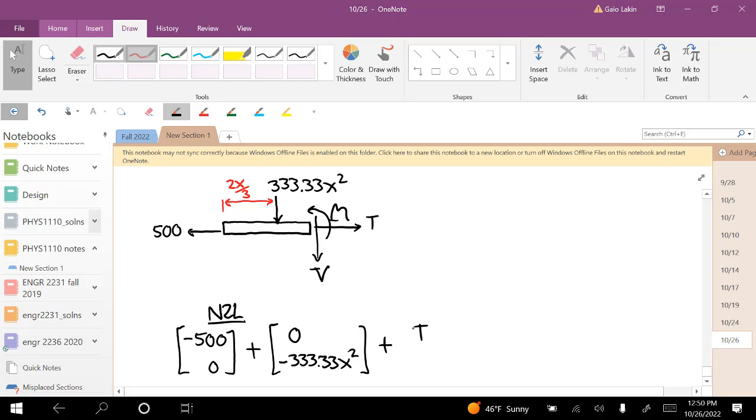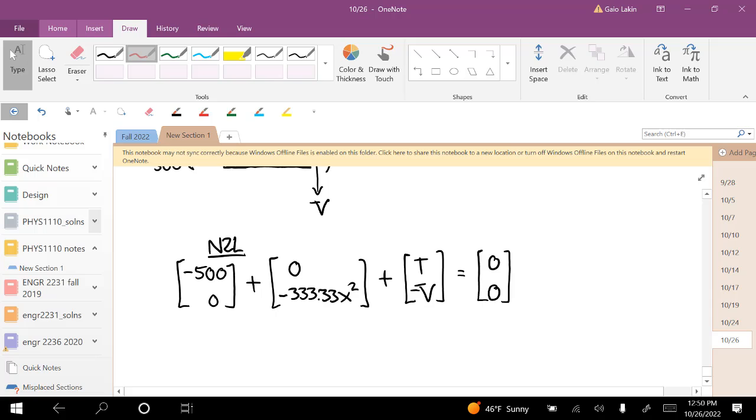And then plus T minus V is equal to zeros. So T is 500. V is negative 333.33x squared.